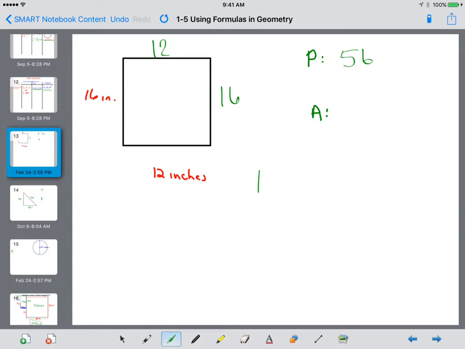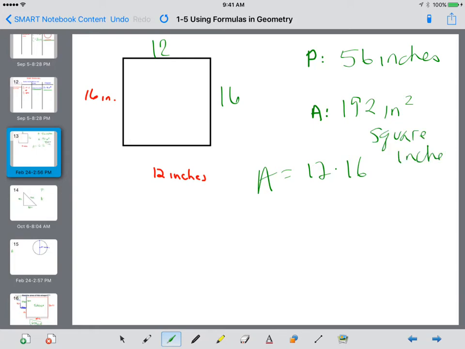Whereas the area equals base times height, 12 times 16. And 12 times 16 is 192. We can go inches to the second power. I forgot inches for the perimeter. Inches to the second power means square inches. So instead of writing square inches, we just use inches abbreviated to the second power.